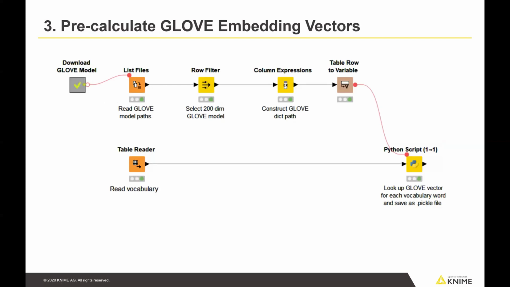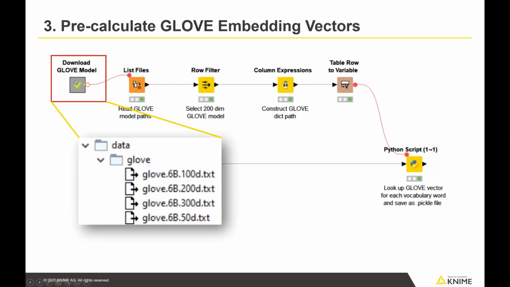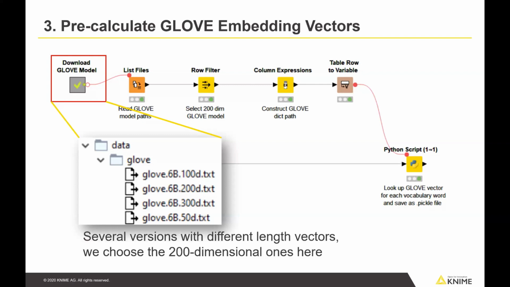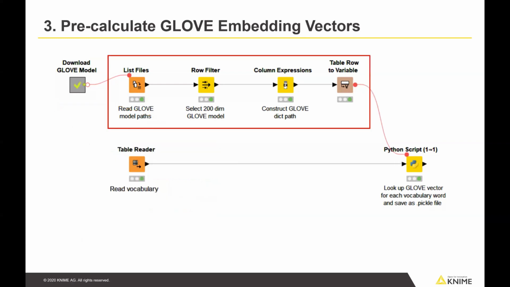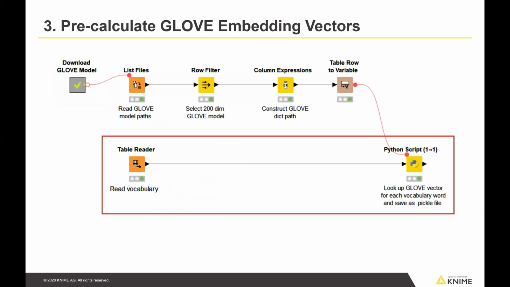Then the corresponding workflow looks like this. On the top left, we have this download GloVe model meta node, where we download this model from the internet. There are different versions which embed words in different dimensionalities: 100, 200, and so on. In this case, we arbitrarily choose the one with 200 dimensions. In the top part, there's not much interesting going on. We just construct the path on our file system so we can read it. And then the actual extraction of the features happens in the bottom part.